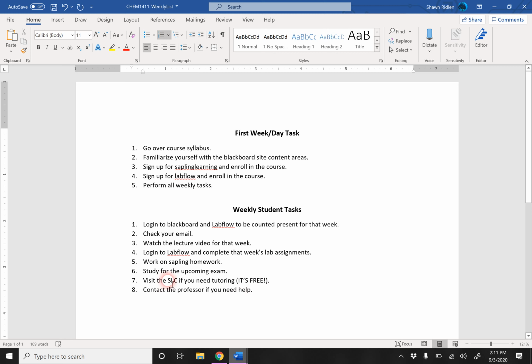Study for the exam. Go to the SLC, and we'll talk about what the SLC is, but basically it's chemistry tutoring or science tutoring in general. It's completely free. It's online. You don't have to leave your house. And they are really knowledgeable, and that's what they do full time, they're tutors. So they are there to help you, and it's completely free.